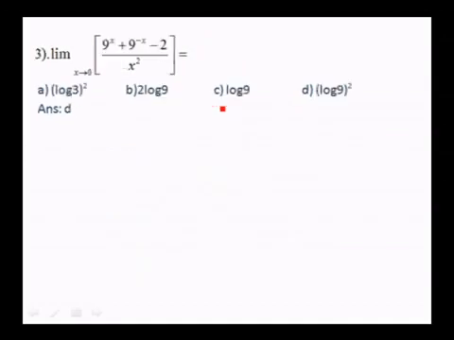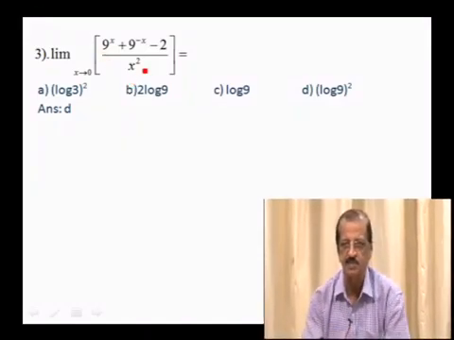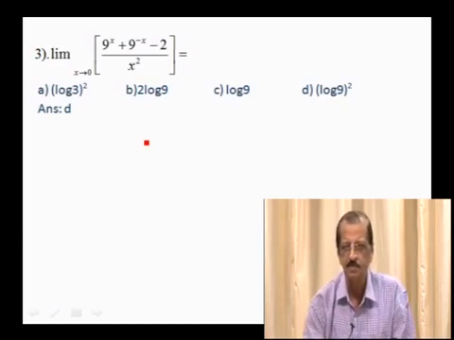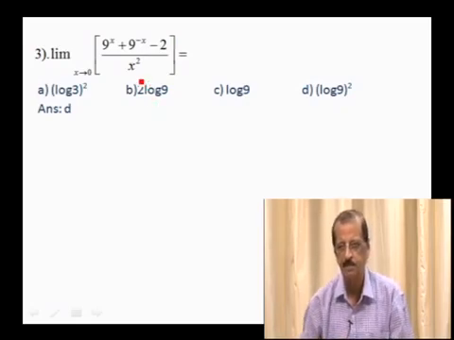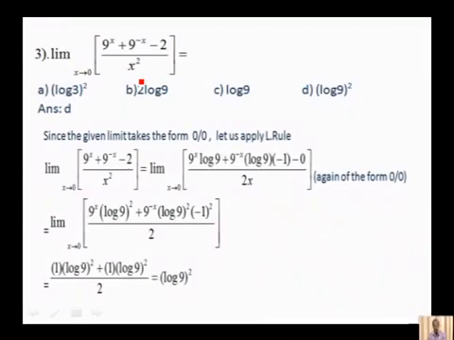If you consider limit of x tending to 0 of 9 to the power of x plus 9 to the power of minus x minus 2 over x square, here if you allow x to tend to 0, this takes the form 0 by 0, which is an indeterminate. So, you are allowed to apply L'Hopital's rule. Apply L'Hopital's rule, differentiate the numerator separately and denominator separately. You know that differential of 9 to the power of x is 9 to the power of x log 9. And 9 to the power of minus x is 9 to the power of minus x into log 9 into minus 1, and differential of 2 is 0, differential of x square is 2x.